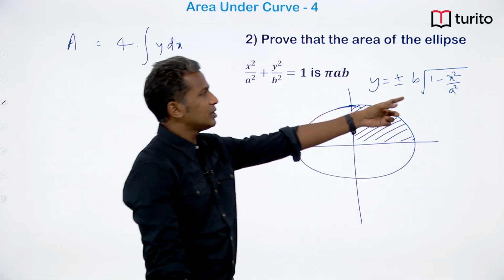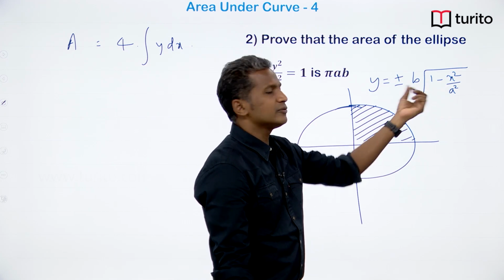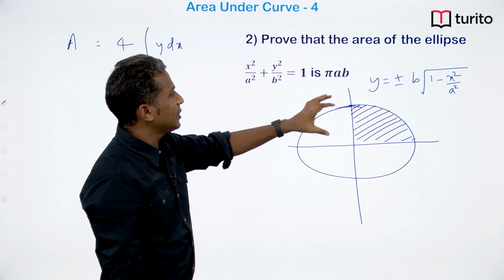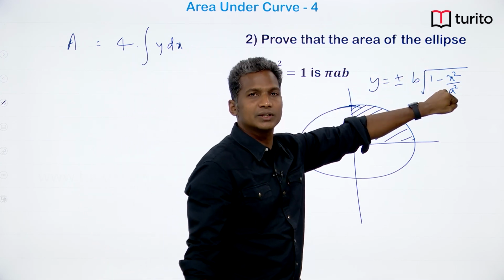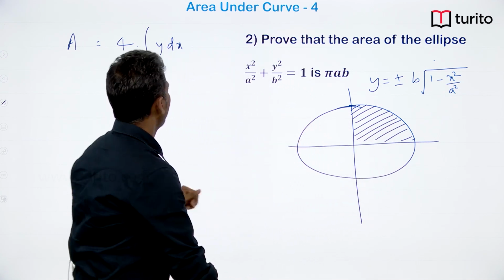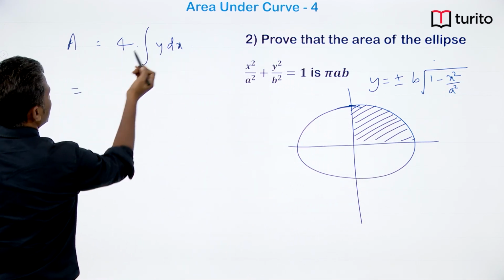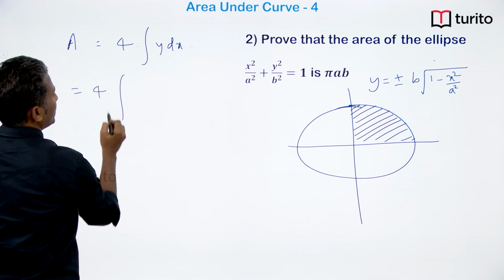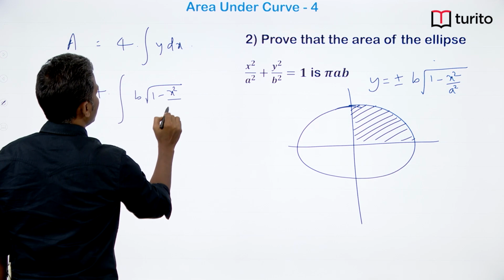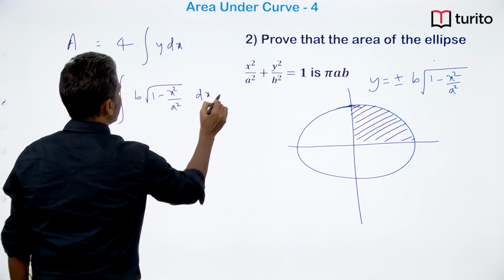Because square root is involved, this value is already non-negative. So we have to put a plus sign outside, but that depends on the value that is here. If this value is already negative, then we may have to put a minus sign. So here we can write this as 4 into integral of b into root of 1 minus x square by a square into dx.